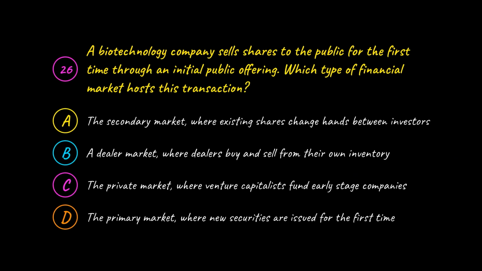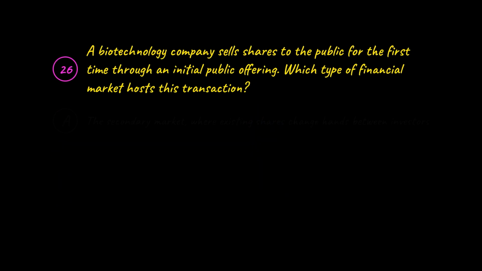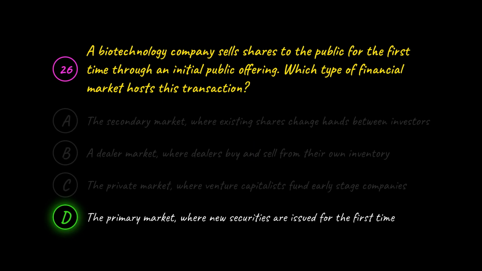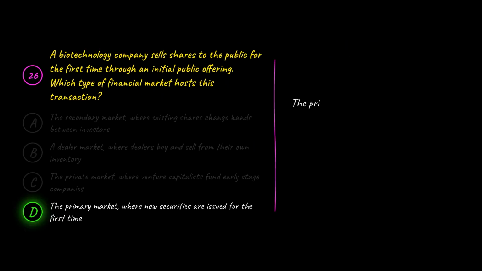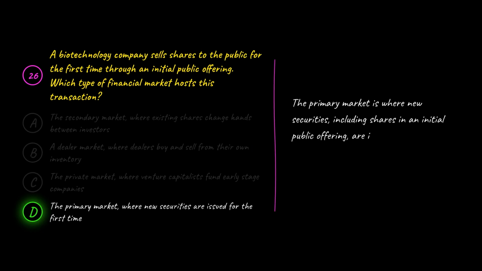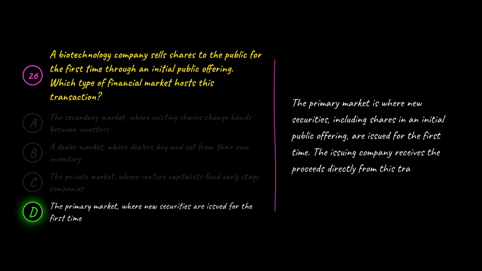Take a second. Which answer would you pick? The correct answer is D. The primary market, where new securities are issued for the first time. D is correct because the primary market is where new securities, including shares in an initial public offering, are issued for the first time. The issuing company receives the proceeds directly from this transaction.